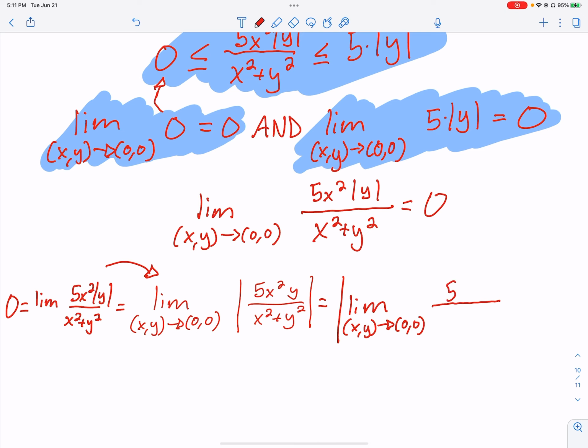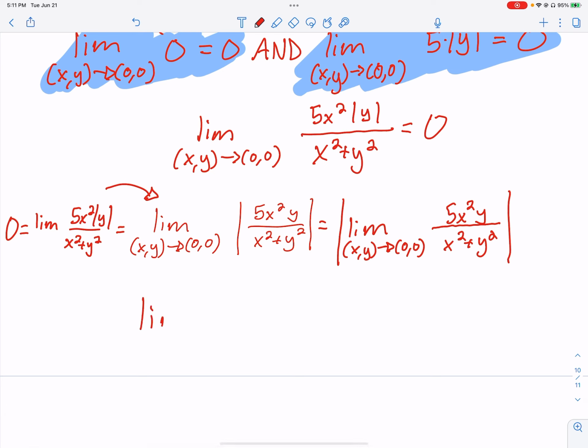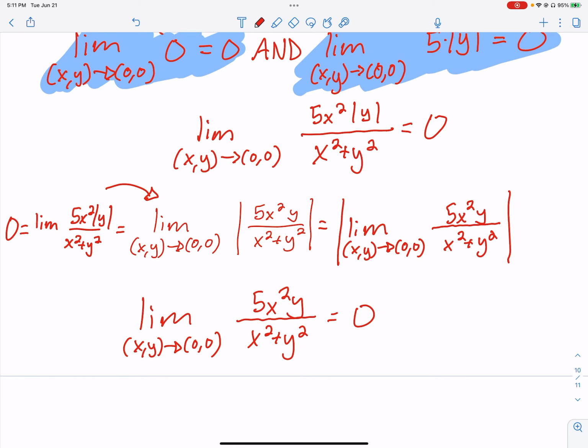Then this goes on the inside. x squared plus y squared. Well, the absolute value doesn't mean anything at that point. So following that chain of equal signs, I have the limit as (x, y) goes to (0, 0) of 5x squared y over x squared plus y squared is equal to 0. There's no other option, right? So we proved the absolute value case.